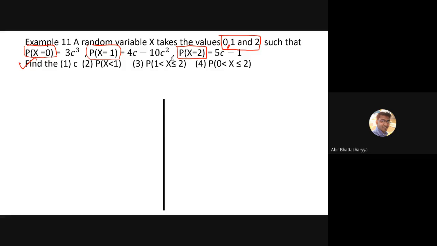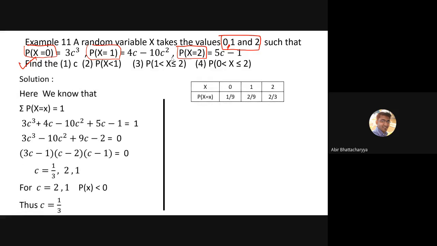Nothing else remains. That means if I add all those probabilities, 3c cube, 4c minus 10c square, plus 5c minus 1, the sum must be equal to 1. So the very first thing is that we will add them, getting equals 1, and taking this 1 to the left side, I'll get minus 2. So finally we get this term, and this is going to be a cubic equation, and I hope you know how to find the roots of a cubic equation.